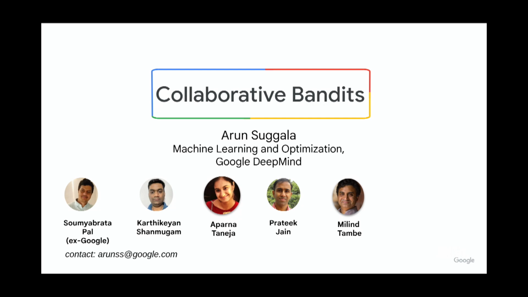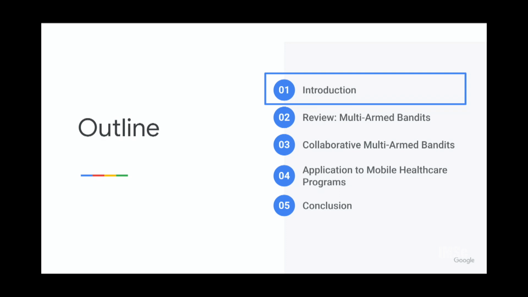So here is the outline of my talk. I will first try to motivate why this problem of missing features is important in bandits. Then I will give a very high level overview of multi-arm bandits, because whatever I talk about in terms of collaborative bandits is built on top of multi-arm bandits. Then I will give you some flavor of algorithms that can handle this missing information. And finally, I will talk about one interesting application of collaborative bandits to AI for social good.